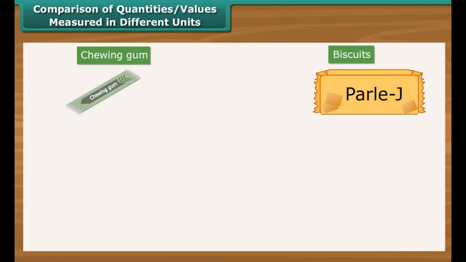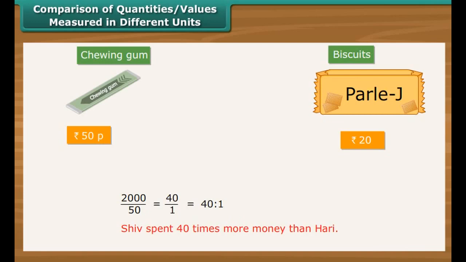Hari has bought a chewing gum for 50 paise. His friend Shiv has bought a packet of biscuits for ₹20. Who spent more money and by how many times? Before comparing, we express ₹20 as 2000 paise. Now we can work out the ratio. 2000 by 50 is 40 by 1, which is equal to 40:1. We can therefore say that Shiv spent 40 times more money than Hari.